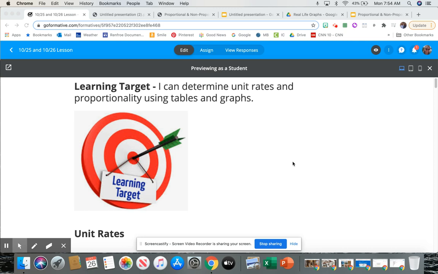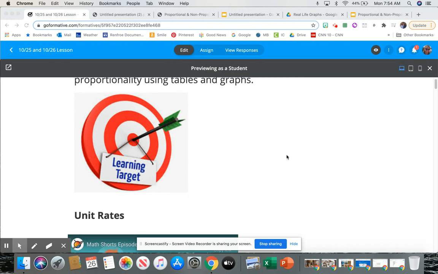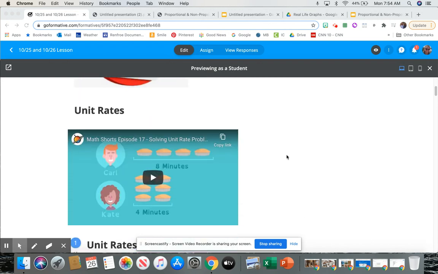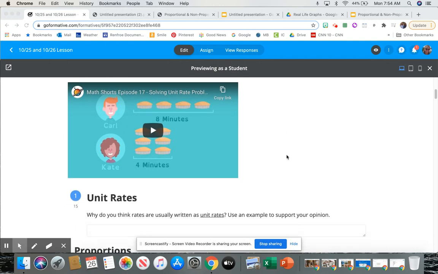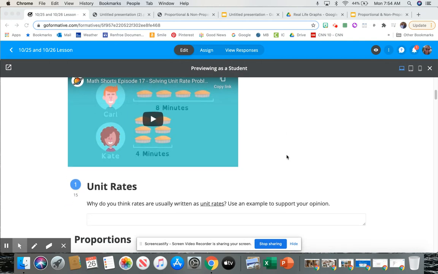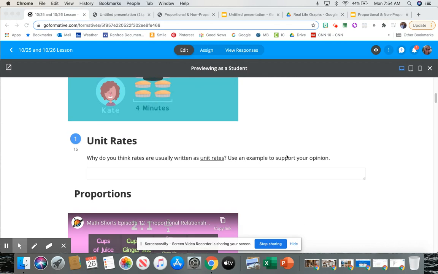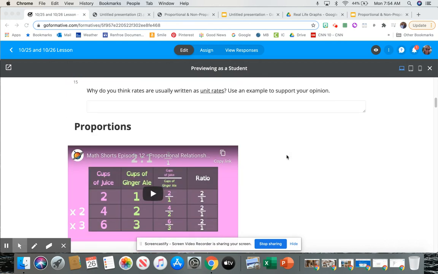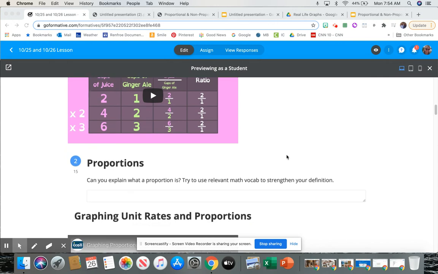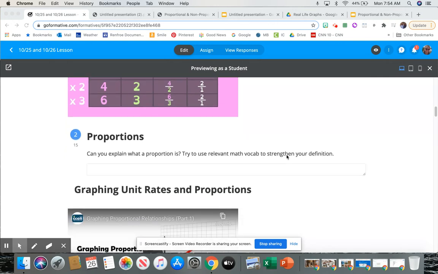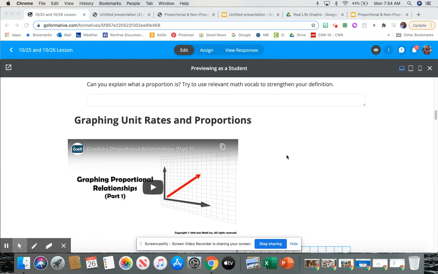So our learning target is I can determine unit rates and proportionality using tables and graphs. You're going to watch this very short video, under 2 minutes, and you're going to write why you think rates are usually written as unit rates, and use examples. Watch the proportion video.